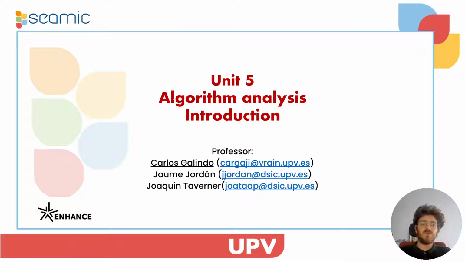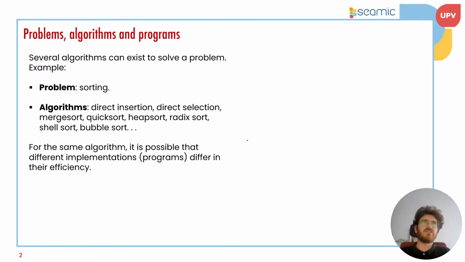Welcome. In this topic, we're going to analyze how efficient our algorithms are so that we can compare them and choose the fastest one in each case. So first, we need to differentiate between problems, algorithms, and programs. Problems are issues we have and we want to solve. For example, we can use sorting as an example. We can have an unsorted array and we want to sort it.